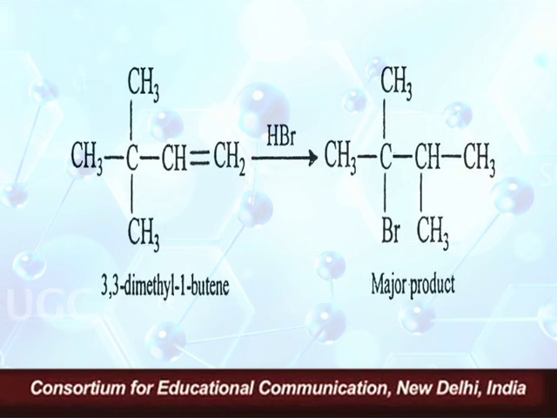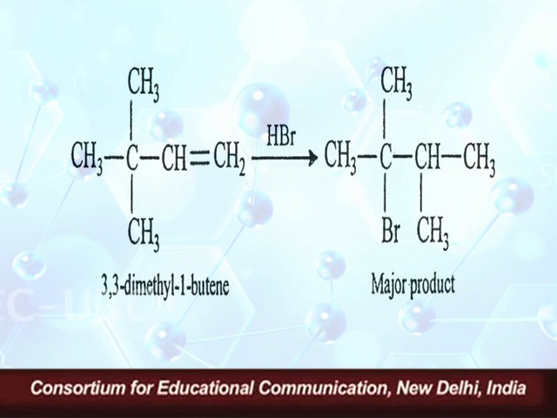Similarly, we can take another example in which we carry out the reaction of 3,3-dimethyl-1-butene with HBr. The major product formed in this reaction is 2-bromo-2,3-dimethylbutane. So how do we explain this reaction? If we presume that there was no rearrangement in the reaction, then the product would have been 2-bromo-3,3-dimethylbutane, which is not the case. So let us look into the explanation of the reaction.